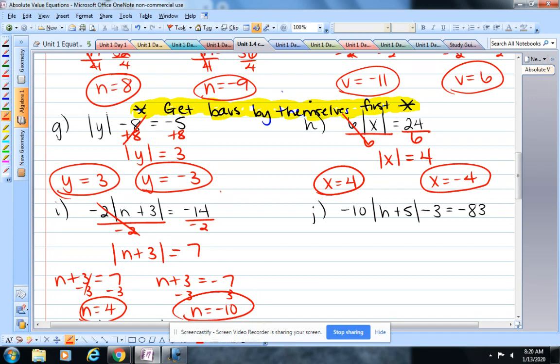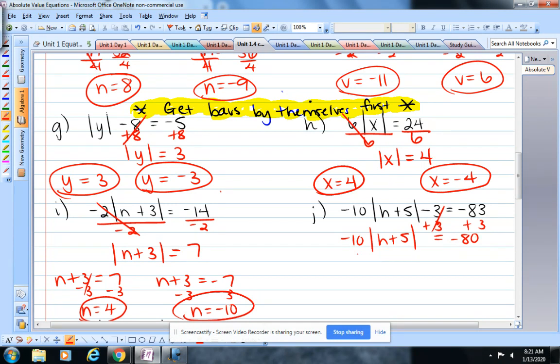I don't have like terms. This one's being multiplied and that one's being subtracted. So you add 3 to both sides. Yeah, add 3 to both sides, just like it was a 2-step equation. So that's -10 times the absolute value of h plus 5 equals what number? -80. Okay. Now what?